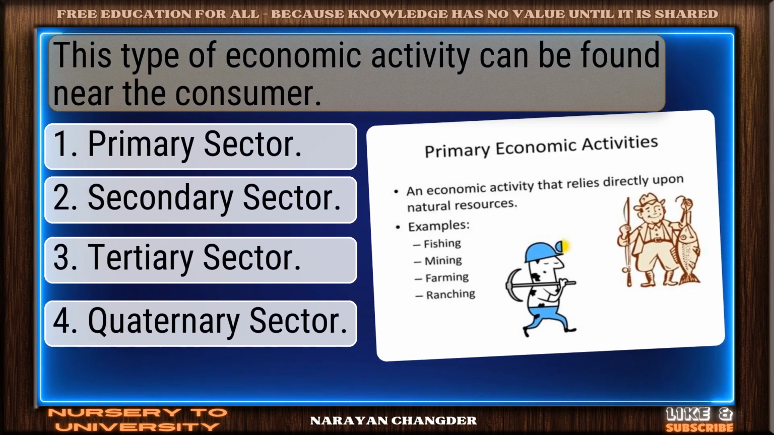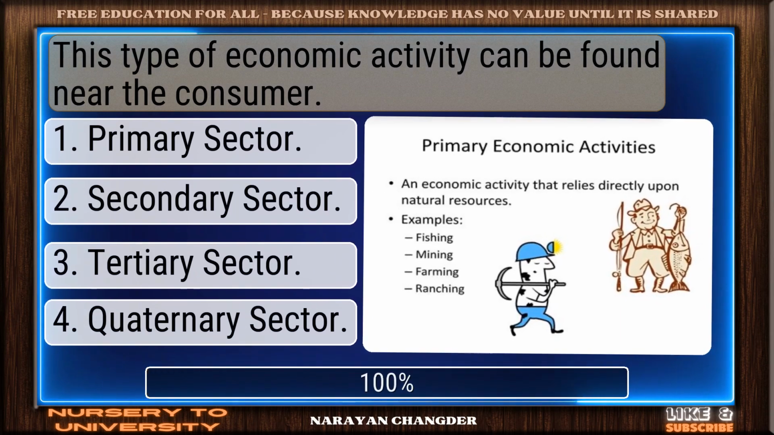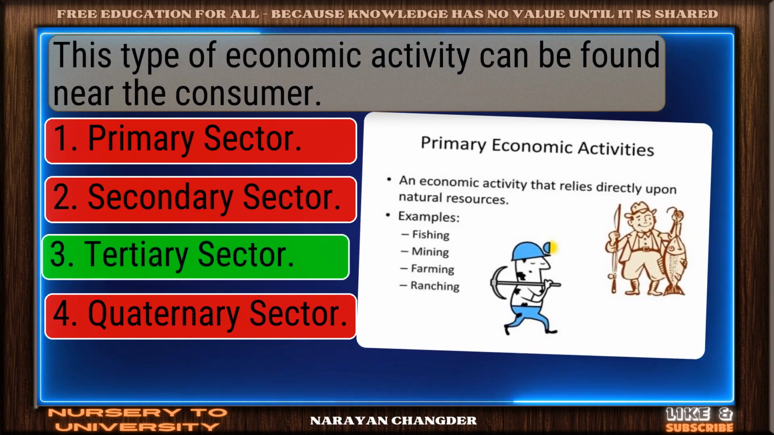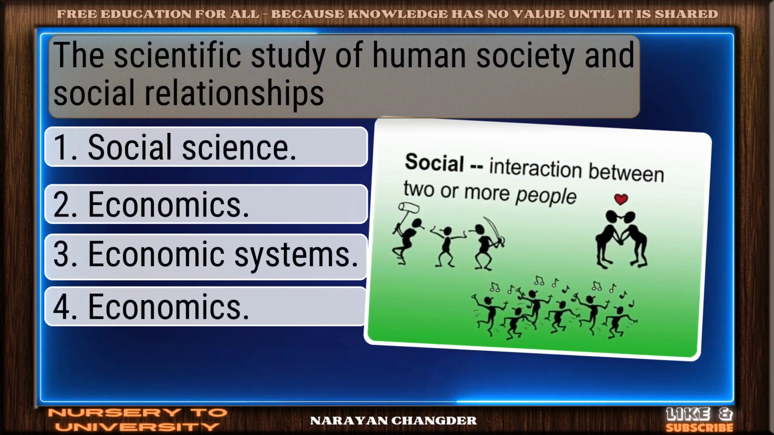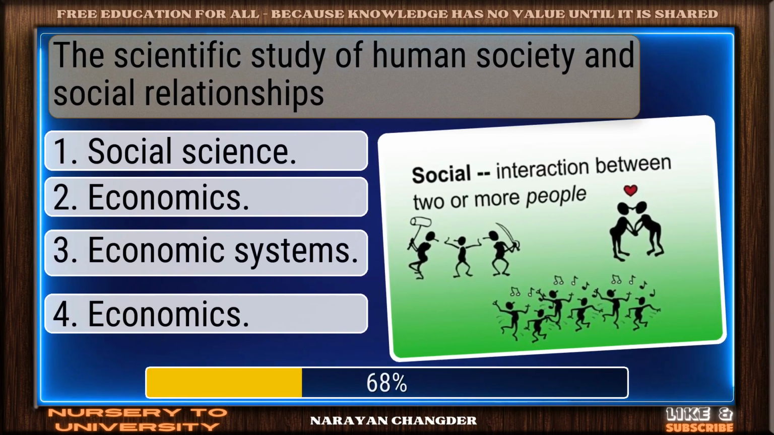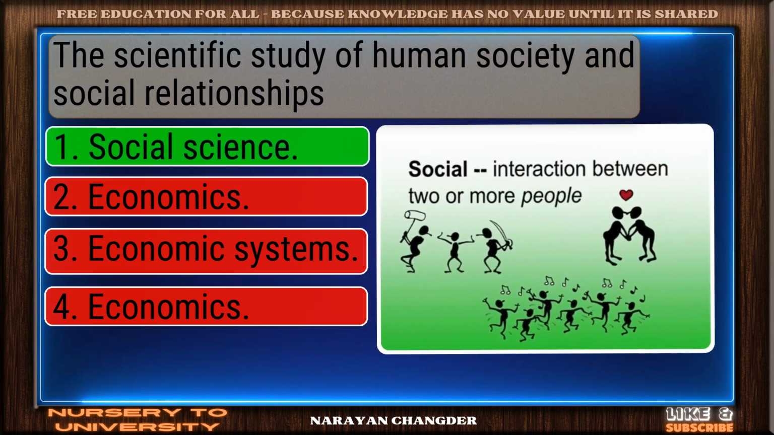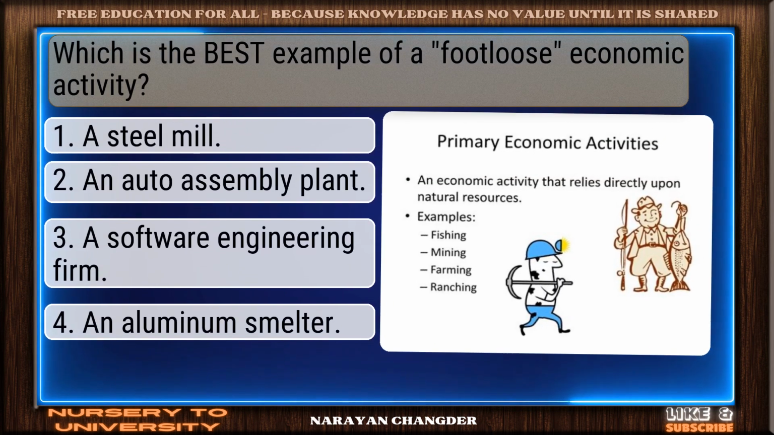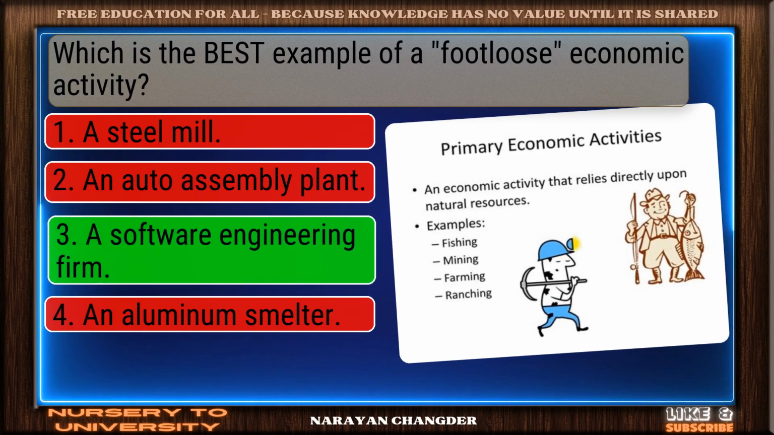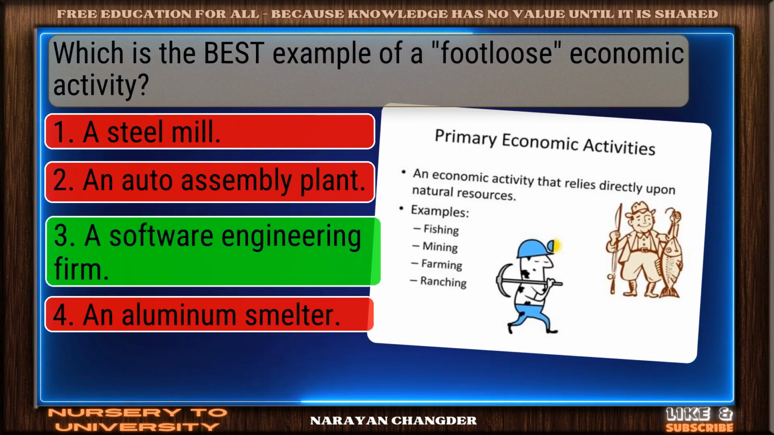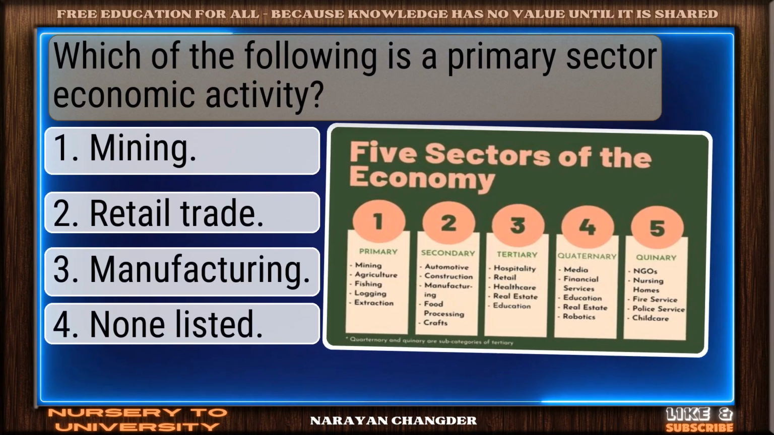This type of economic activity can be found near the consumer. Smart move. Tertiary sector is an accurate answer. The scientific study of human society and social relationships. You got it. Your choice, social science, is right. Which is the best example of a footloose economic activity? Nice work. You chose a software engineering firm, and it is correct. Which of the following is a primary sector economic activity?